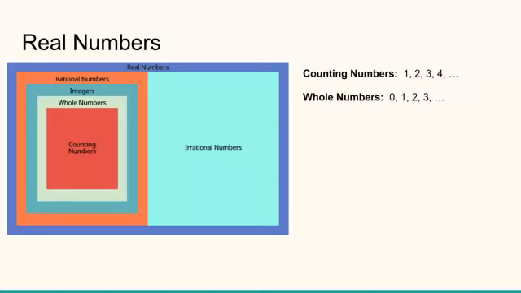Whole numbers. Whole numbers are basically the same as counting numbers, but we included a zero in that. So it starts with 0 and goes 1, 2, 3. So there's a one-to-one association, but we include 0. One-to-one association with our fingers still.